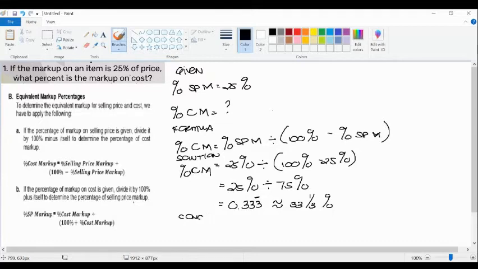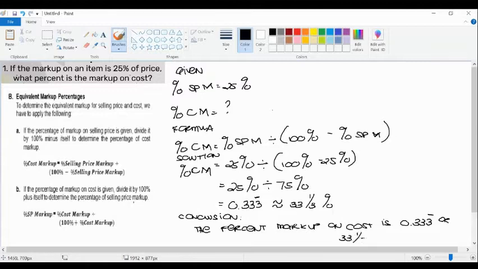So your conclusion will be the percent markup on cost is 0.333. Let's put a bar on the top. That means it has an endless number of 3, or 33 and 1/3 percent.